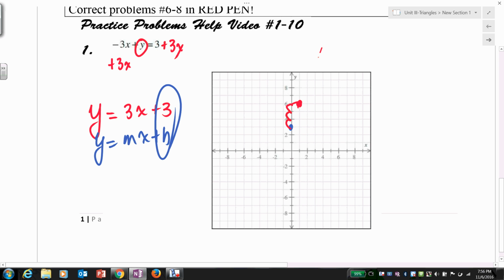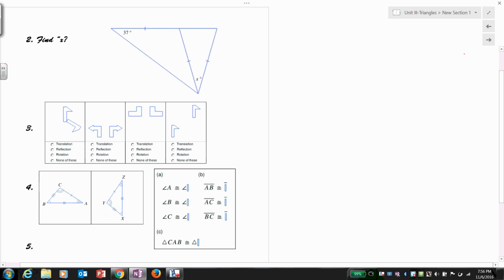We need to be comfortable graphing lines. Positive slope goes up from left to right. Now for number 2.